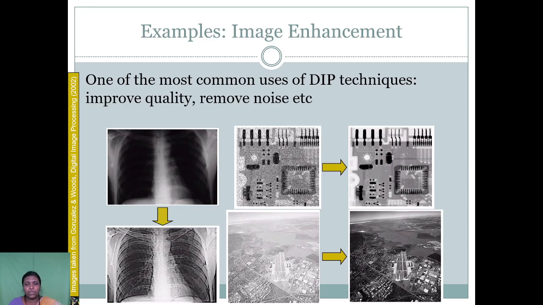And the third one is for navigation purposes, where you have maps, such as Google Maps. For these images, the first one is with noise, and the second one has improved quality and the noise removed.